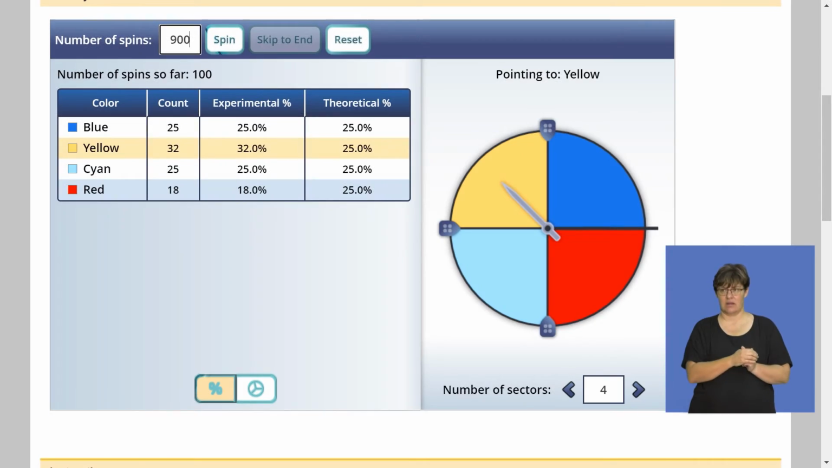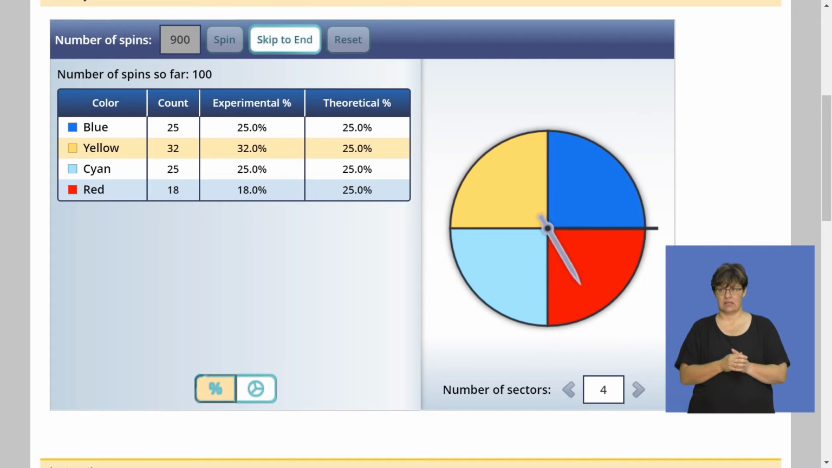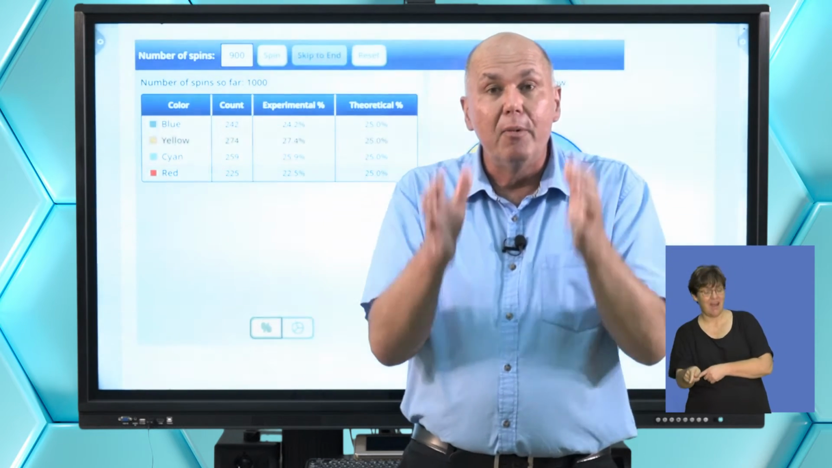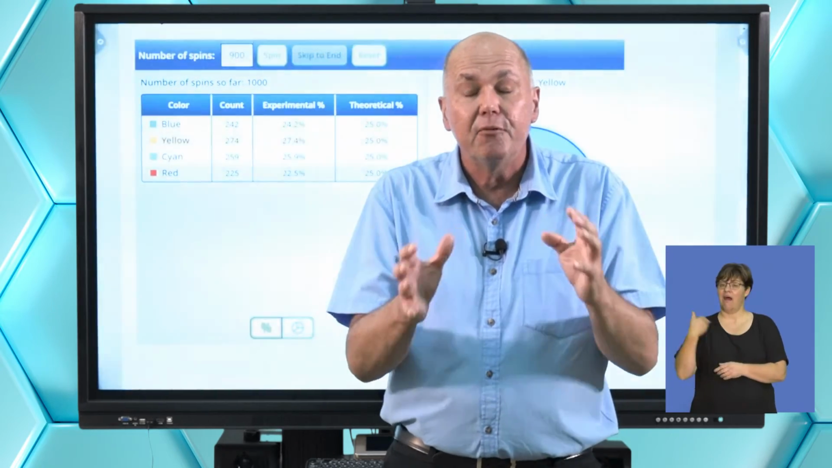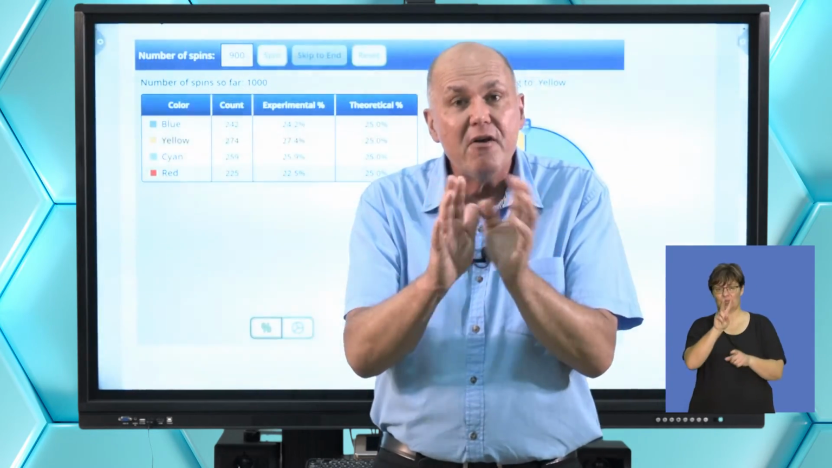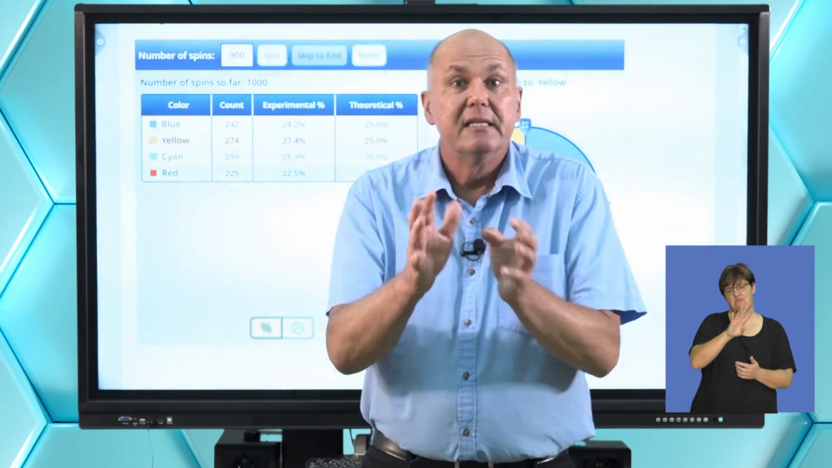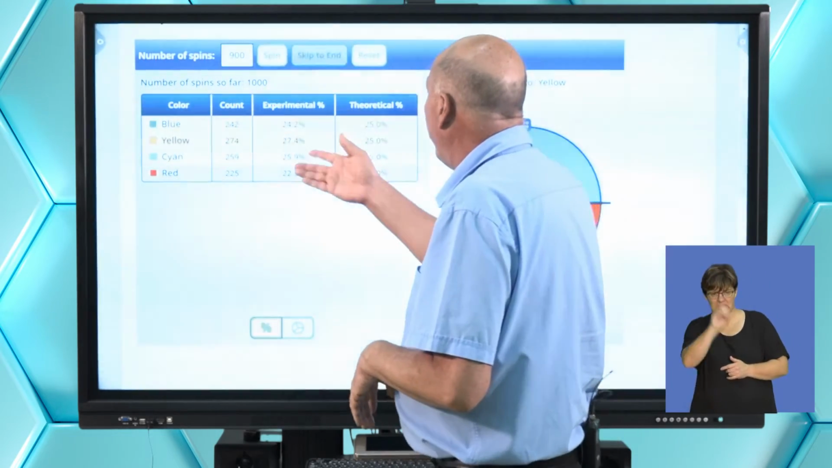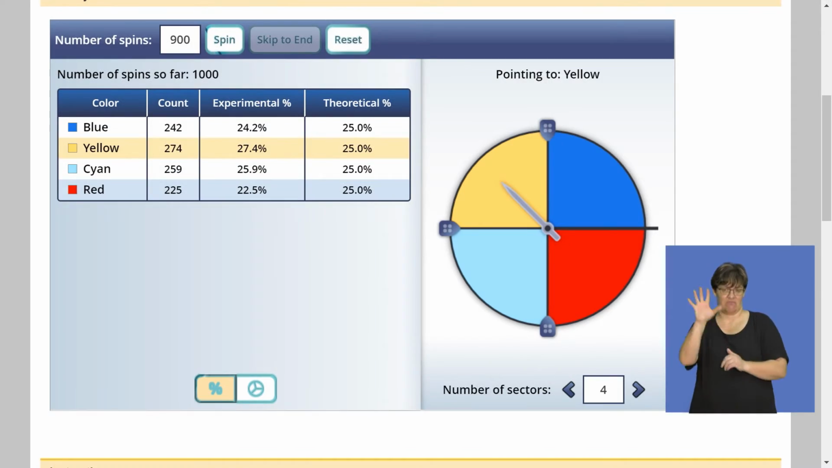So let's spin for 900, and let's hope that we're going to get there, and we're going to skip to the end to get our results. And what do you notice? We are getting closer and closer to the probability value. Our relative frequencies are very close to 25%. Some of them are 24.7%, some of them 24.2%, but they're getting closer and closer.